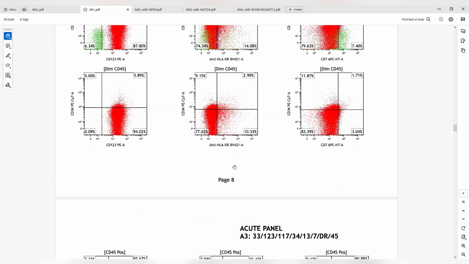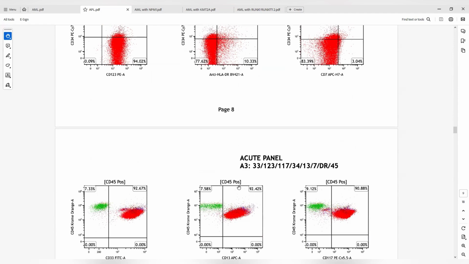So we do have this abnormal population that is CD34 negative, HLA-DR negative, but it's positive for a couple of myeloid markers, including CD117, CD13, and CD33. CD123 is positive in this population. CD7 is negative.